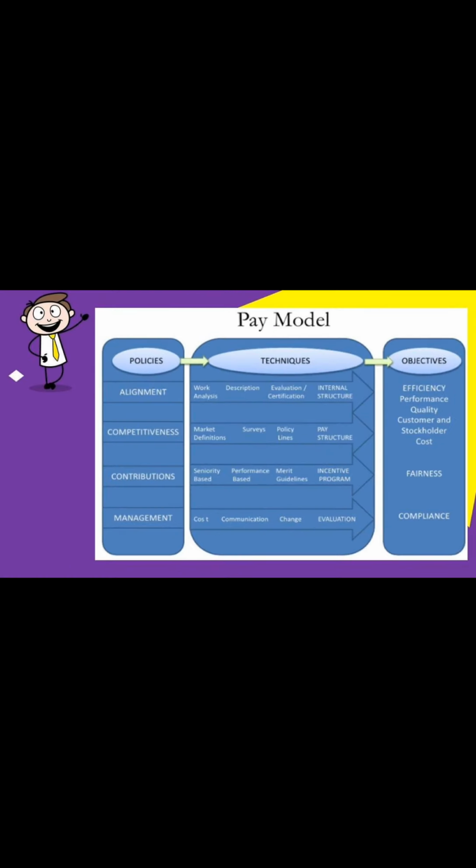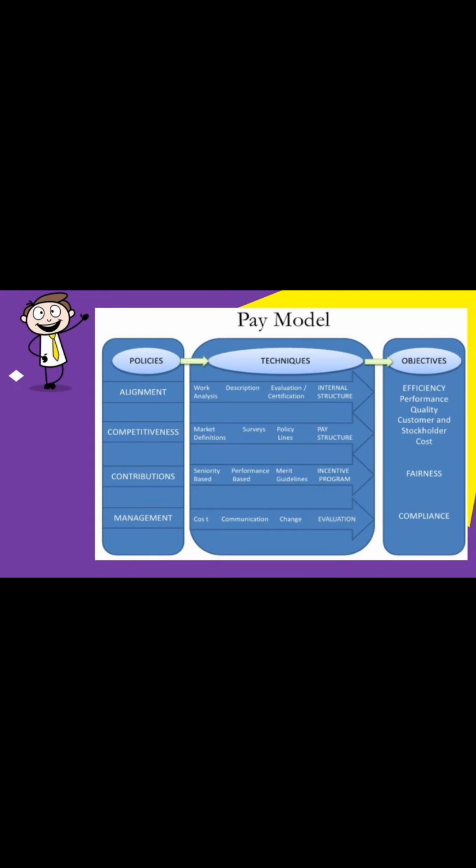Pay model. The pay model consists of three main components: the objective of the remuneration model, the policy that is the foundation for the structure, and the techniques that link the policy to the objectives.